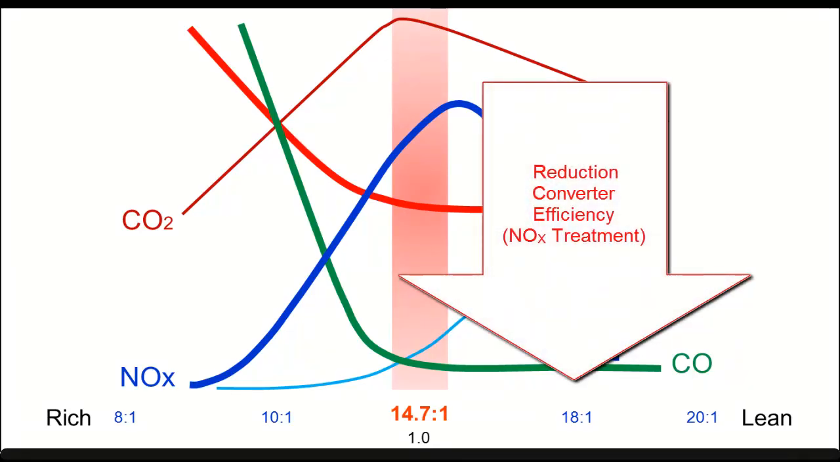When mixtures are lean, reduction converter efficiency is reduced. Oxides of nitrogen emissions remain high.